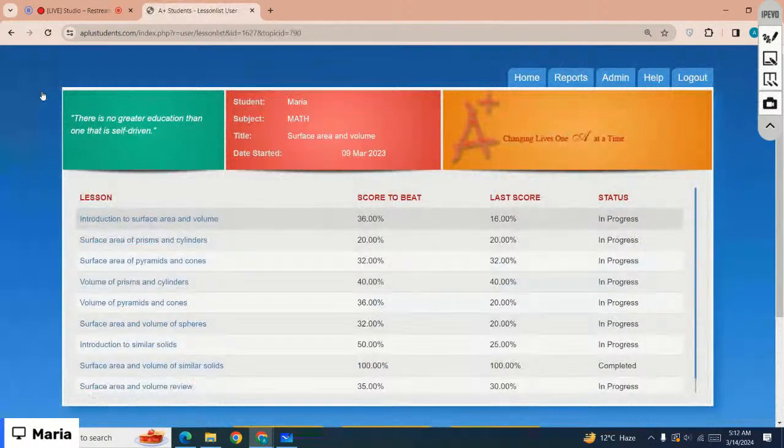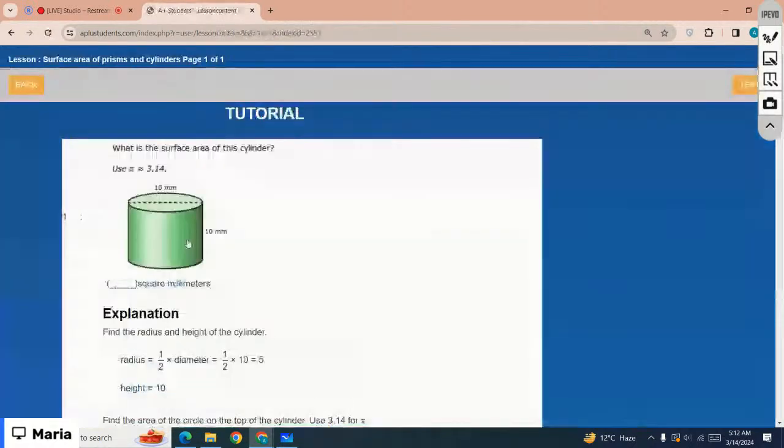The next one is surface area of prisms and cylinders. So now we're going to calculate the surface area of prisms and cylinders. This lesson is very important. So you can note down the formulas so you can remember them later, right? What is the surface area of the cylinder? You are given the height of the cylinder and the diameter of the cylinder, right?